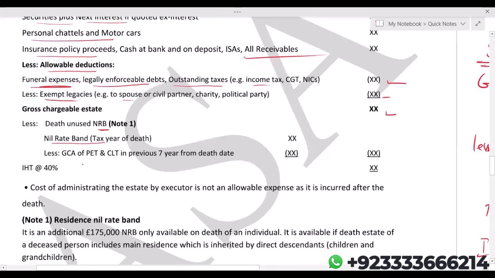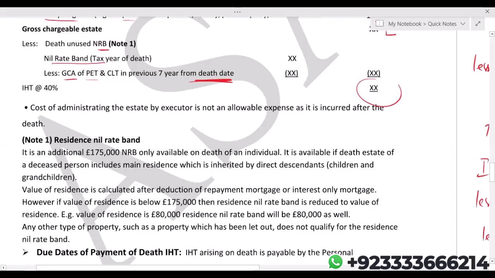Nil rate band. Okay, look at this. Last gross chargeable PAT, CLT, previous 7 years prior to death. IHT rate is 40%. No taper relief is available. Now, the cost of administration paid by the executor is not an allowable expense. It is incurred after the death. This is very important. It comes in multiple choice questions.